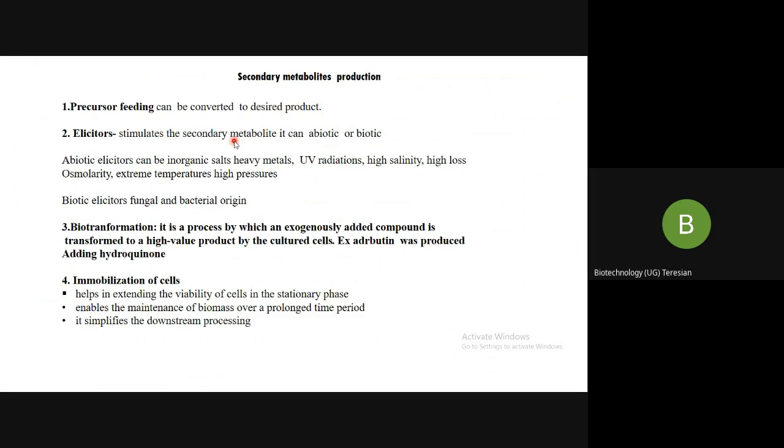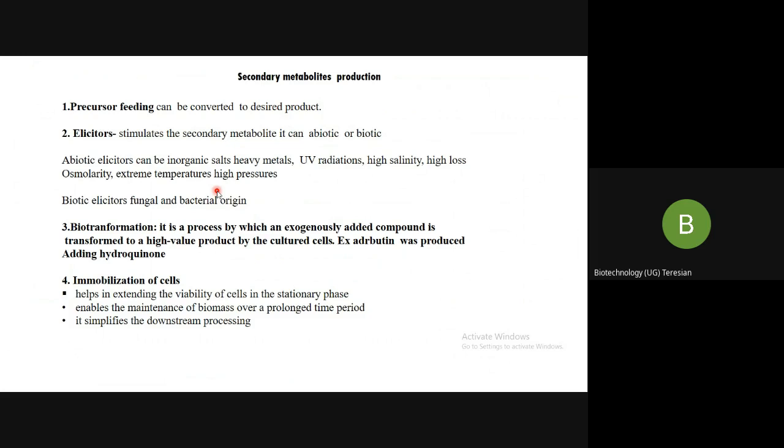You can categorize these elicitors into biotic or abiotic elicitors. For example, those of fungal or bacterial origin can act as biotic elicitors, whereas abiotic elicitors can be things like inorganic salts, heavy metals, some UV radiation, high salinity, high osmolality, extreme temperature, high pressure. So there are multiple ways by which you can trigger the cells.